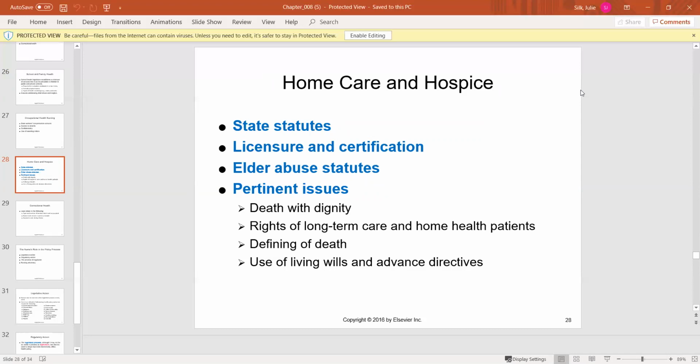Like they have low self-esteem. Okay. They might think that everything is their fault. Yeah, that's a good one. And then, of course, sexual abuse is another concern here too for elders and for kids. So that would also be something we'd have to watch out for. And then on this slide, it also talks about other pertinent issues that you might see happening with home care and hospice. So like the whole death with dignity.